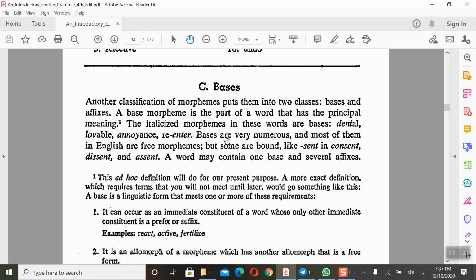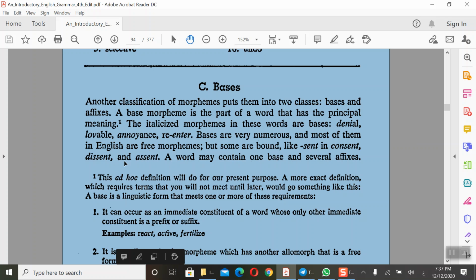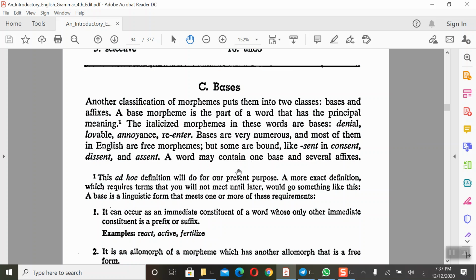Okay? For bases. And bound morpheme like sent in consent. Consent. This is sent. It is bound. Descent. Assent. A word may contain one base and several affixes. You see? Certain words or some words may have one base, okay, and several affixes. We will talk about affixes.